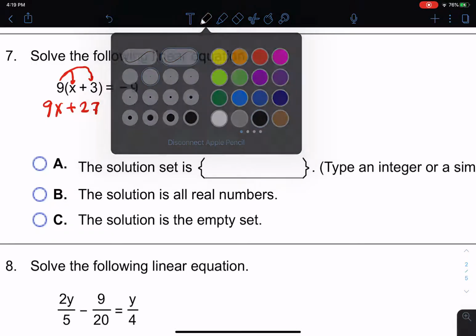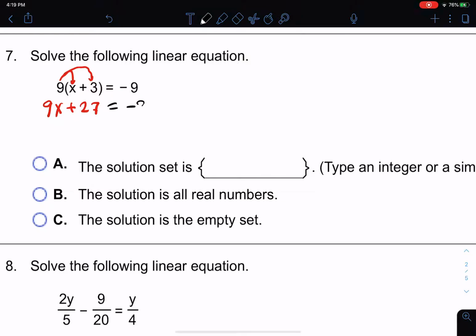Now on the right-hand side, we have a -9. We want to get x by itself. And in fact, when you're solving equations, you're doing inverse operations, which means you're doing it in the reverse order of the order of operations. I don't know if that confuses more or not, but that's what's happening. You're working in reverse. So you're subtracting 27 on both sides.